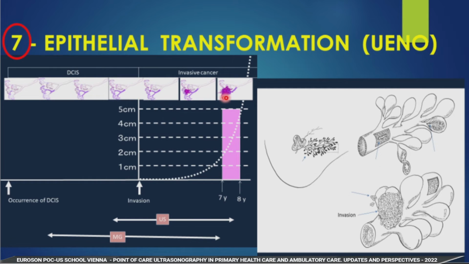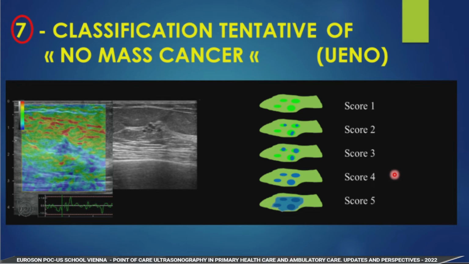And we try with elastography to make the difference between the normal epithelium, hyperplasia, and here invasive carcinoma. And to do that, he made another classification with 5 levels, and he tried here the cluster microcalcification classification with a suspicious zone.